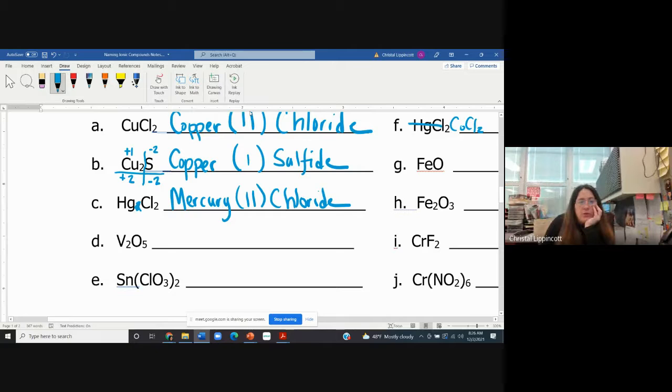Have you tried this one yet? Mm-hmm. How did I get that? Well, oxygen's always a -2. If oxygen's a -2, then this side is a -10. This side has to be a +10. 10 divided by 2 is 5. Good? Questions? You doing okay?